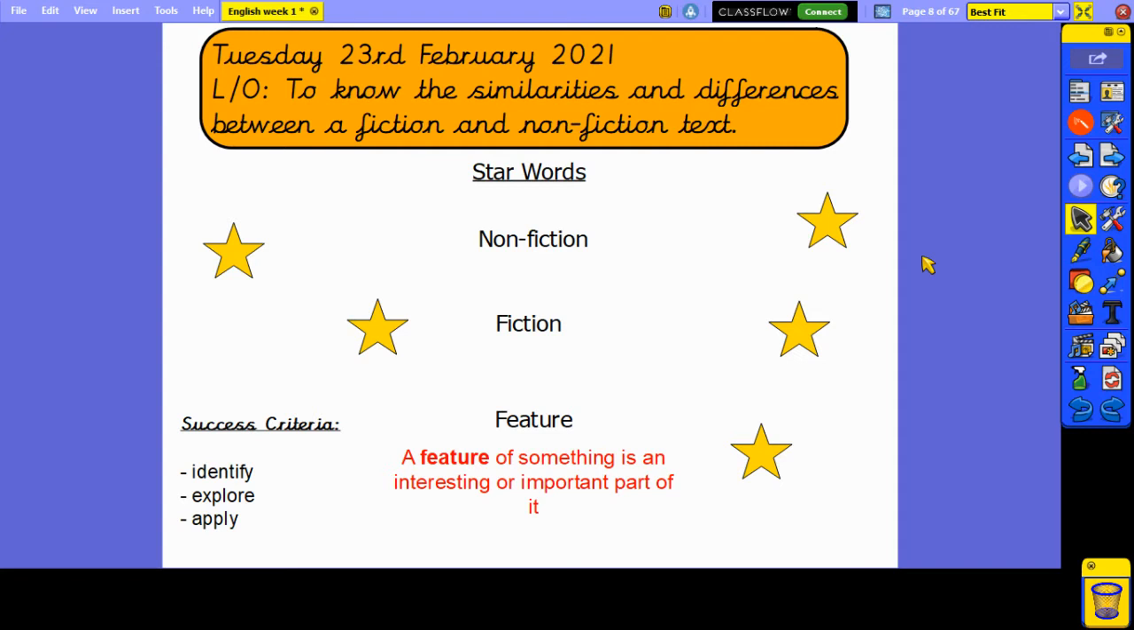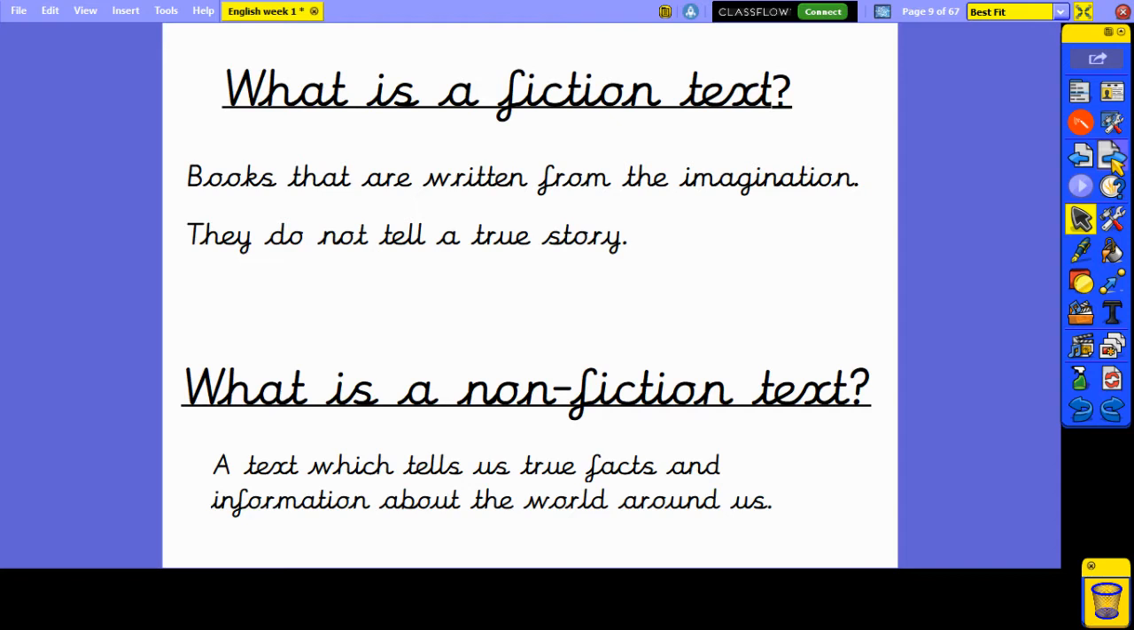Fiction and non-fiction are going to be explained in the lesson so we can tell what's the same, similar, and what is different between fiction and non-fiction. So, a fiction text is a book that's written from the imagination. It's not a true story. They're often brilliant stories, but somebody's made it up. A non-fiction text tells us facts and information about the world around us. It's true. Fiction is an imaginary story, non-fiction, facts and information.